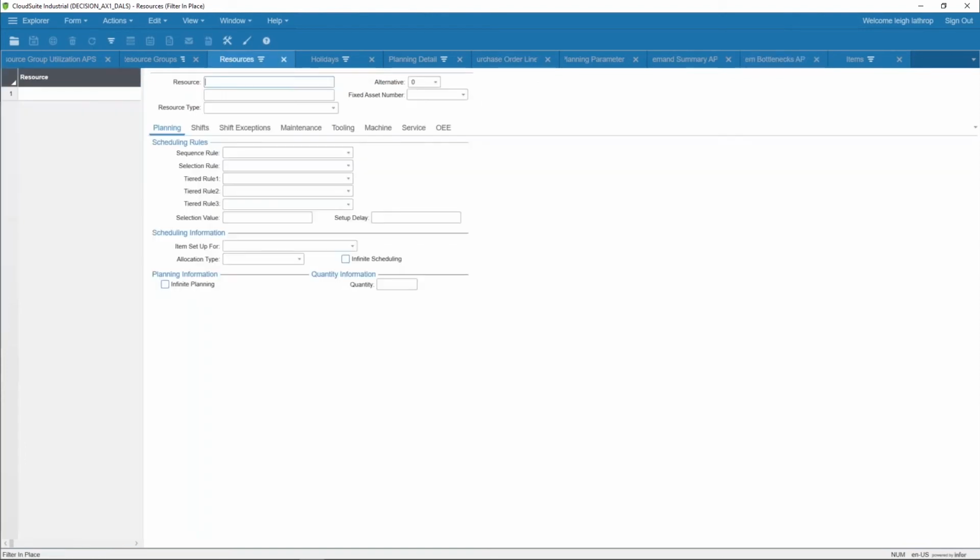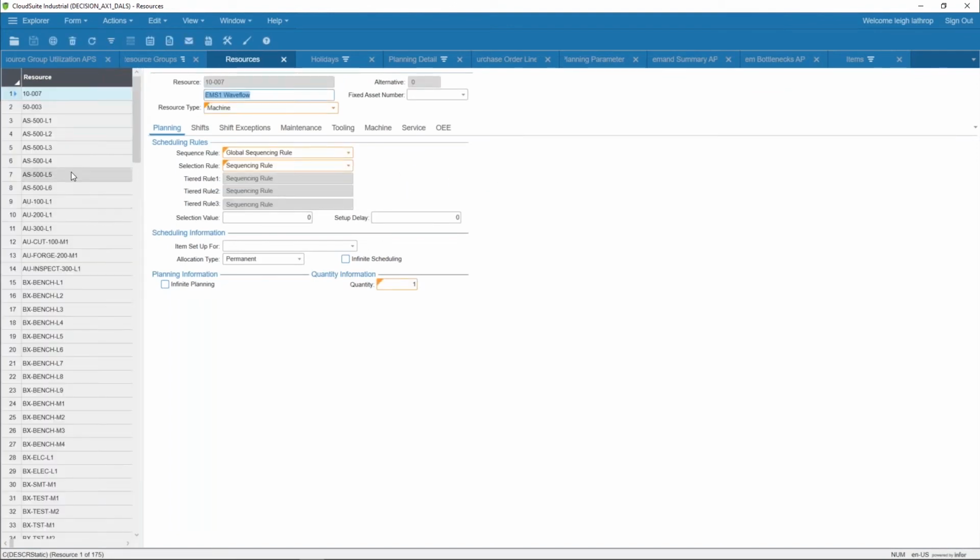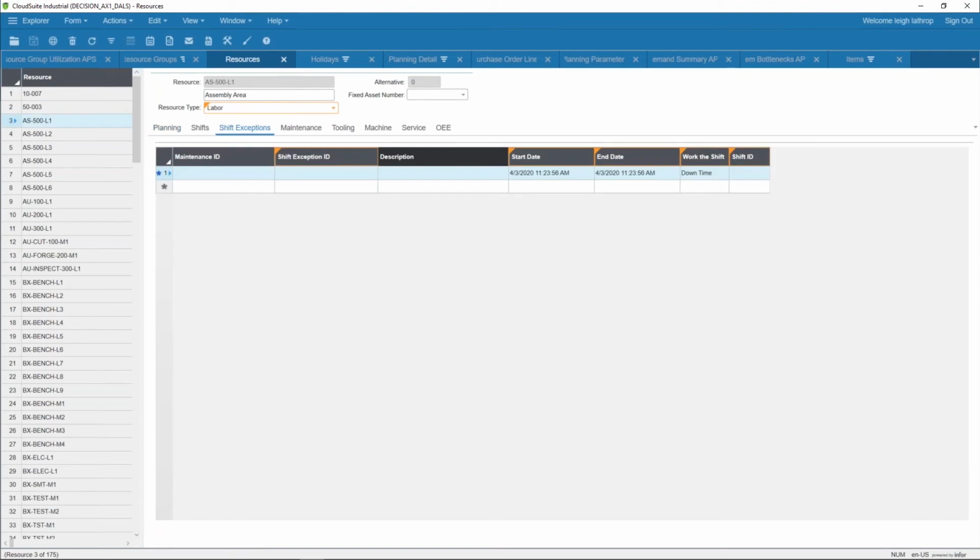We come to the resources tab and we find the resources that are going to be offline for a period of time. We come into that resource and we go to shift exceptions and we start writing our shift exception, right? What's the shift exception ID? And you can put some intelligent numbering schema in there. What's the description? Heaven forbid, this is going to be horrible information, isn't it? COVID-19.